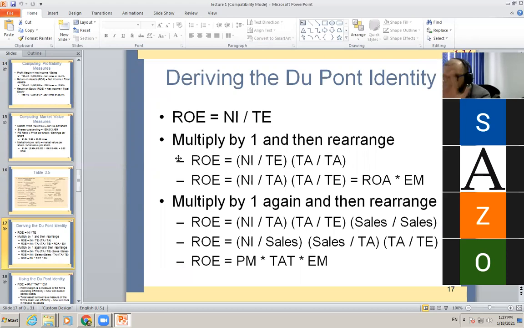So DuPont identity, we are given to use it if you want to at the same time measure the profitability and leverage and the management of the assets. So we can do it through the DuPont identity.